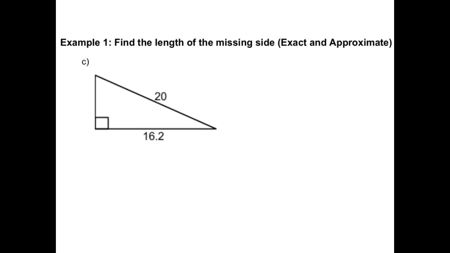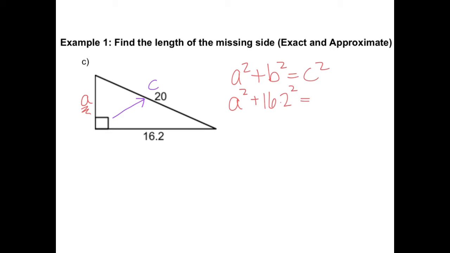In this problem, again, it's always important to start by identifying the hypotenuse. In this case, C is 20, so that is not the piece we are missing. Instead, we are missing a leg. It does not matter if you label that with an A or a B. So A squared plus B squared equals C squared. Since I've labeled my missing side with an A, I'm going to leave that as A squared. That means that 16.2 is my B, so that needs to be squared, and 20 has to be the C, and there's no choice with that because that's the side that is opposite the right angle. So we're going to start simplifying this and solving for A.